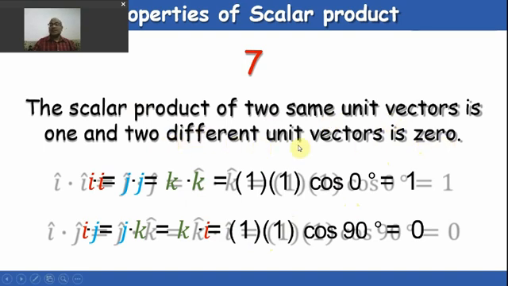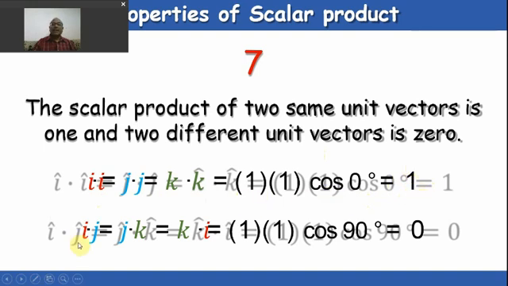The scalar product of two same unit vectors is 1 and of two different unit vectors is 0. Suppose we take I dot I, J dot J, or K dot K. The same vector is multiplied by the same vector, and the magnitude is 1 itself. The angle between them is 0, so the resultant will be the multiplication of two vectors of magnitude 1, which is 1.